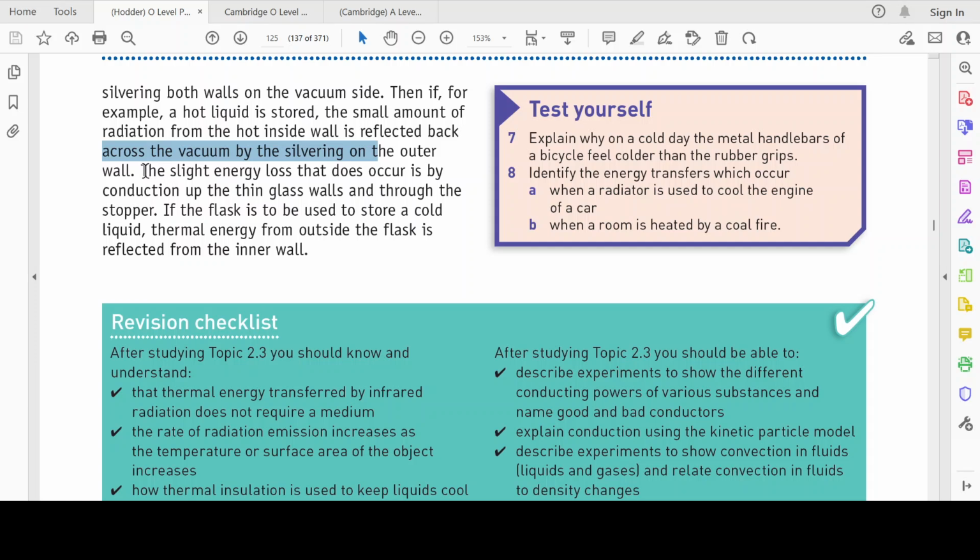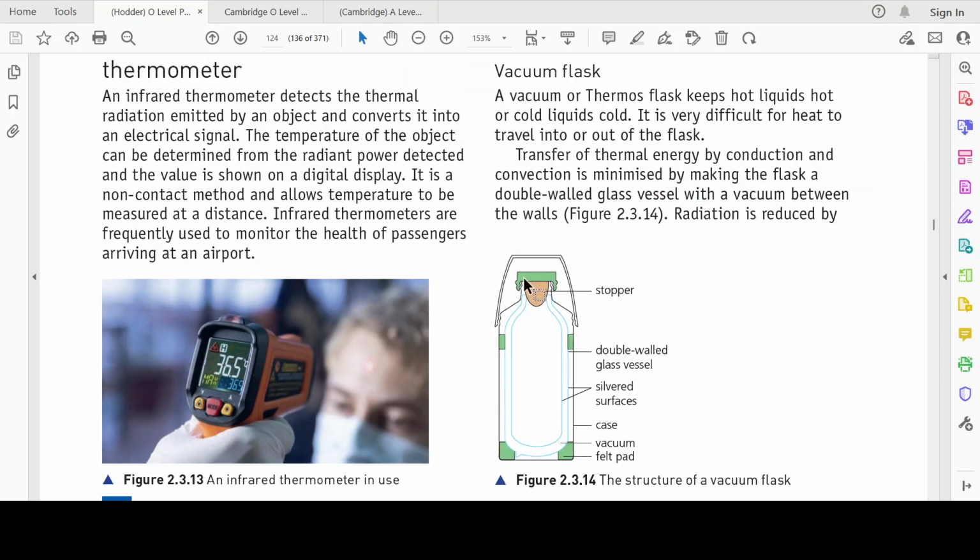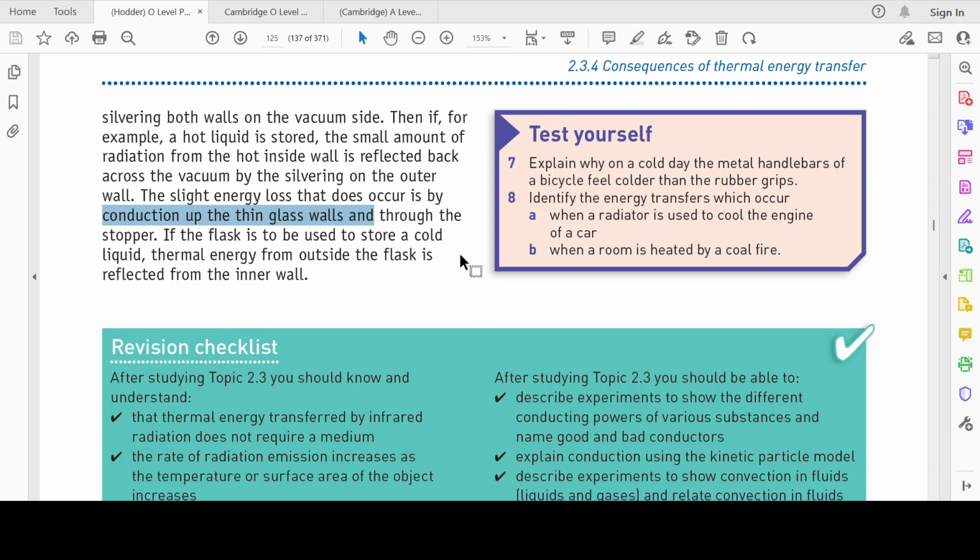But nonetheless, it's not 100% insulated, so there is a little bit of energy loss over time. Heat loss occurs by conduction through the thin glass wall. So conduction is happening nonetheless. And through the stopper, from here, even though this is also rubber, and it's tight fitting and all of that.